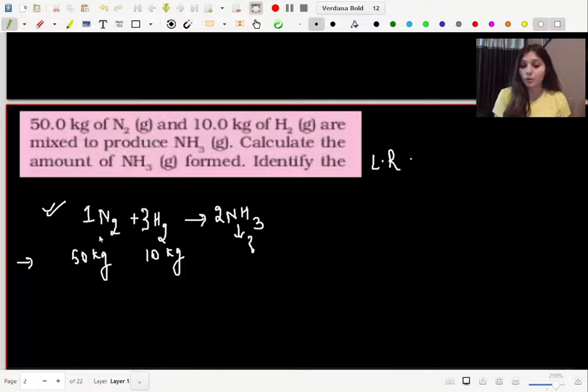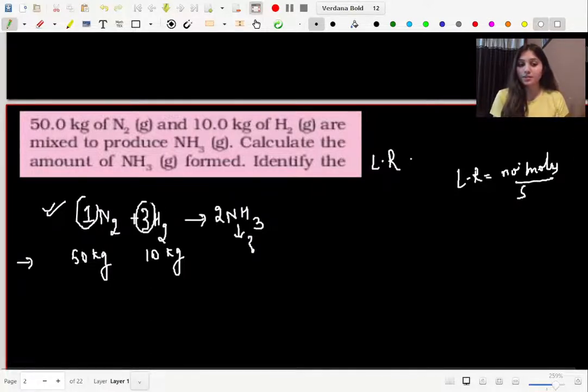Okay, so how do we do that? We have to find the limiting reagent. Limiting reagent is number of moles, okay, divided by stoichiometry. So stoichiometry is quite clear to me. Here is 1, this is 3, this is 2. Okay, stoichiometry is clear to me. I have to find out the number of moles. So let's do that. 50 kg is my mass here. So what is the number of moles? It is given mass upon molar mass. So since both should be in grams, I'll convert this 50 kg into grams.